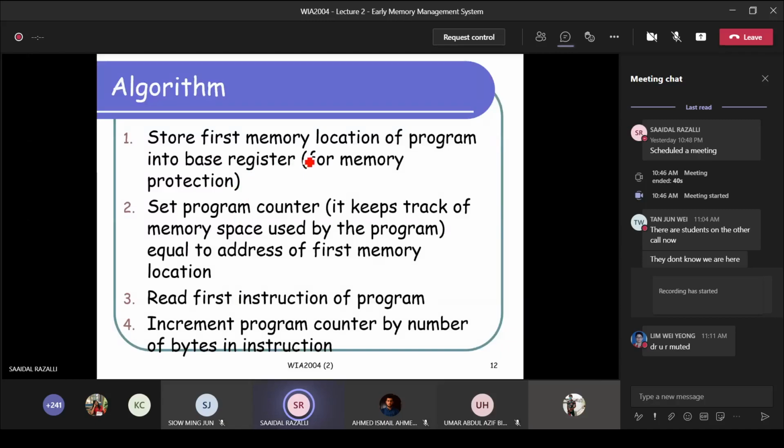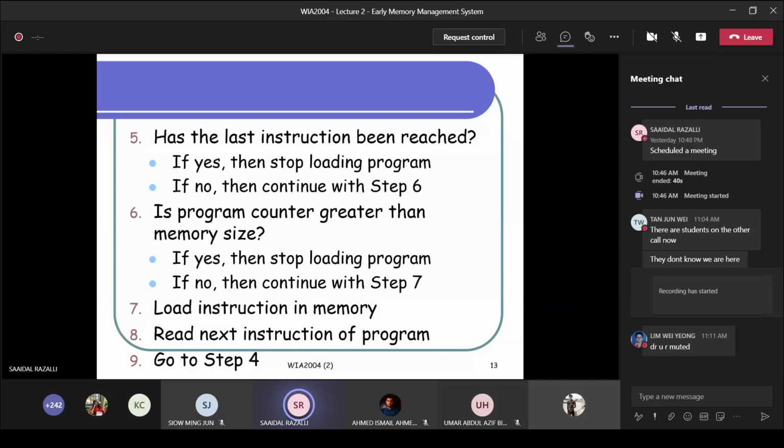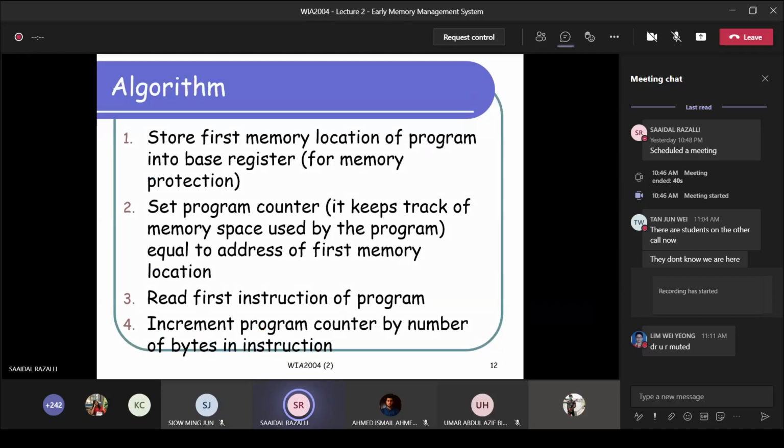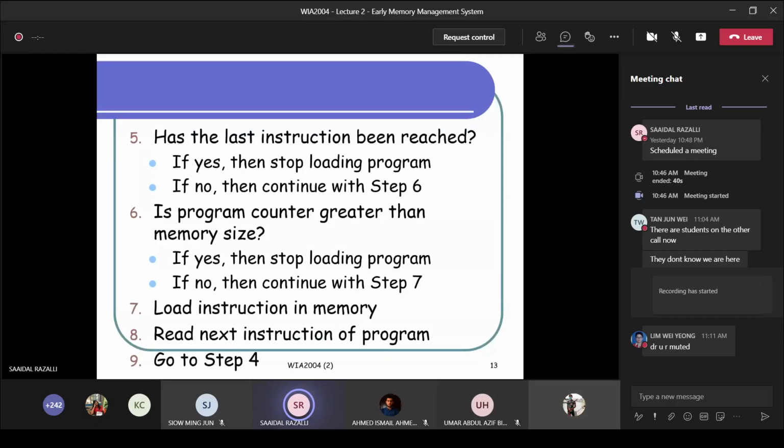So the algorithm: store the first memory location into the base register for the memory partition. Set the program counter, which keeps track of memory space used by the program, equal to the address of the first memory location. Read the first instruction of the program. Increment the program counter by the number of bytes in the instruction. Has the last instruction been reached? If yes, then stop loading the program. If no, then continue with step 7. Load the instruction in memory. This is just an algorithm. I think this is from the textbooks.